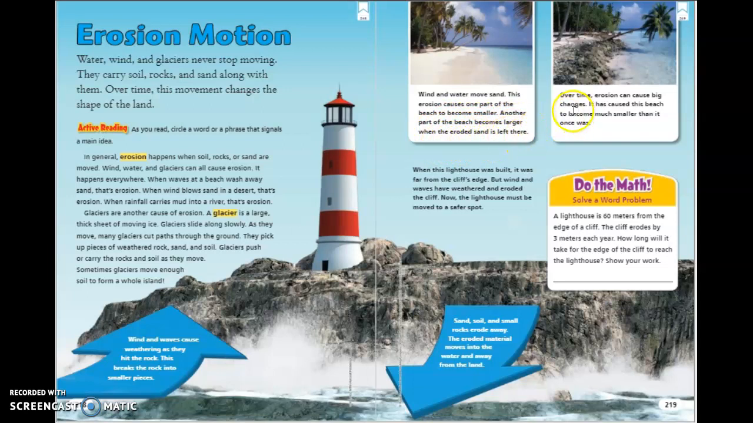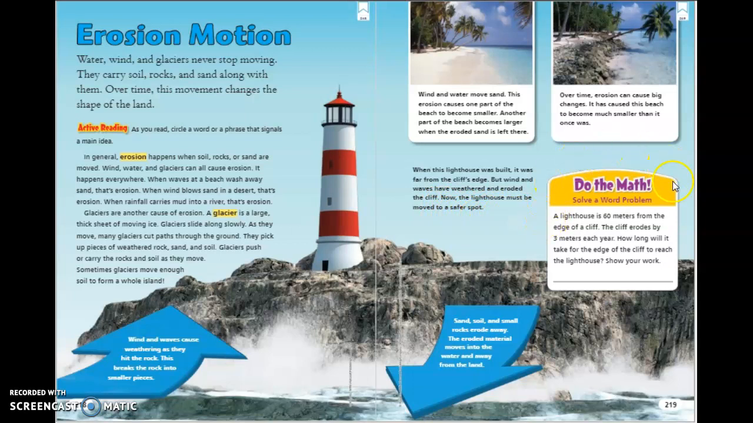Picture 2. Over time, erosion can cause big changes. It has caused this beach to become much smaller than it once was. When the lighthouse was built, it was far from the cliff's edge, but wind and waves have weathered and eroded the cliff. Now the lighthouse must be moved to a safer spot.